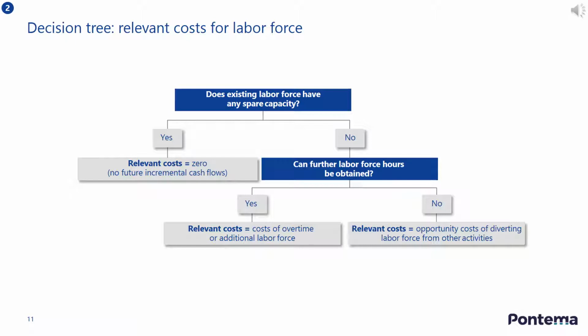Here is a decision tree looking at the relevant costs for the labor force. The questions you need to be asking focus on whether the existing labor force has any spare capacity and whether further labor force hours can be obtained. Answers to each question influence whether there are relevant costs to be included in any short-term decision-making. Let's look at a worked example.